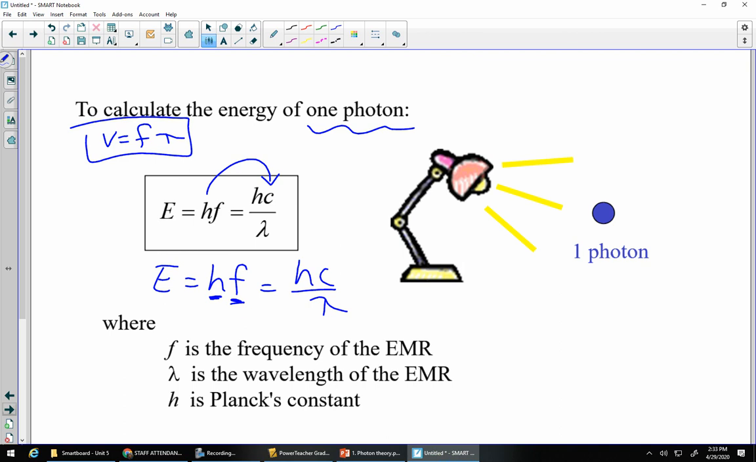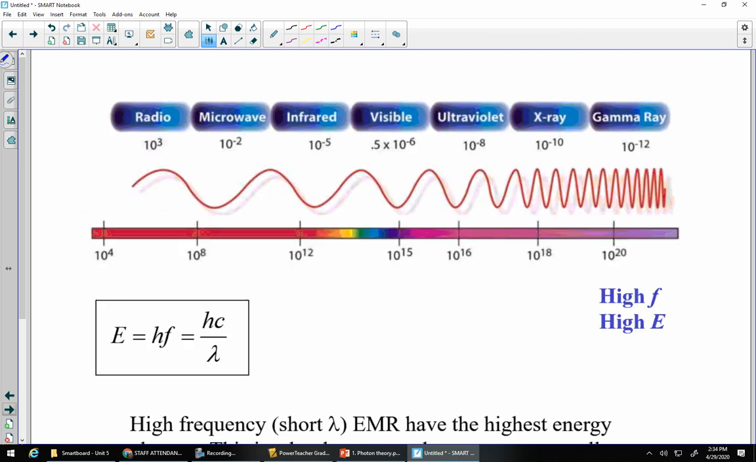Realistically, they're on your data booklets, or your data sheets, so you don't need to know how to get from one to the other. But if you're looking for a challenge, go for it. See if you can figure that one out. So f is frequency, lambda is wavelength, and h is Planck's constant. So cool, fairly straightforward so far.